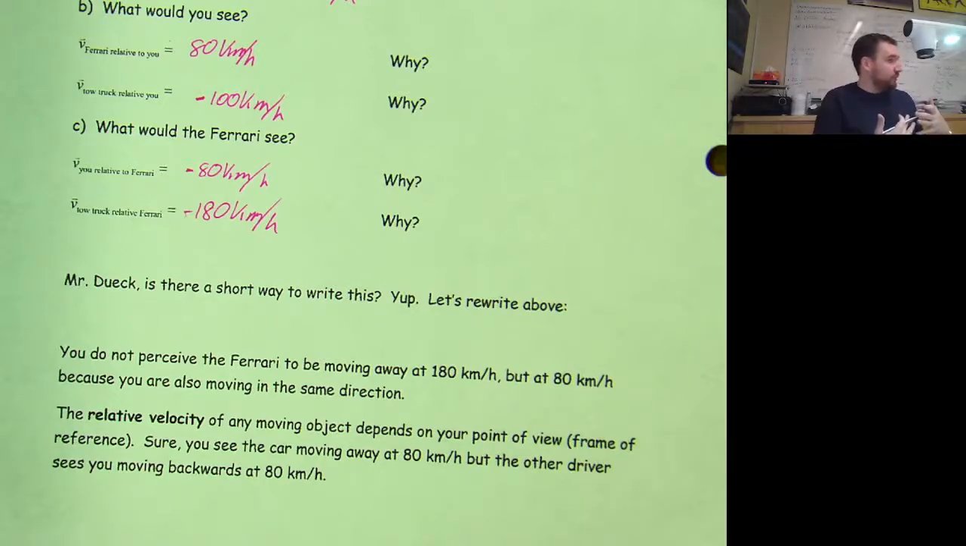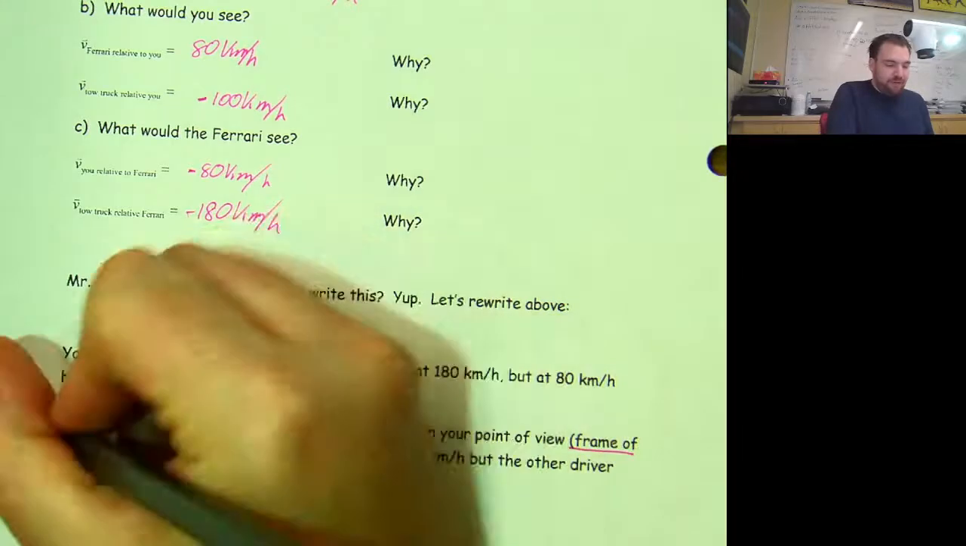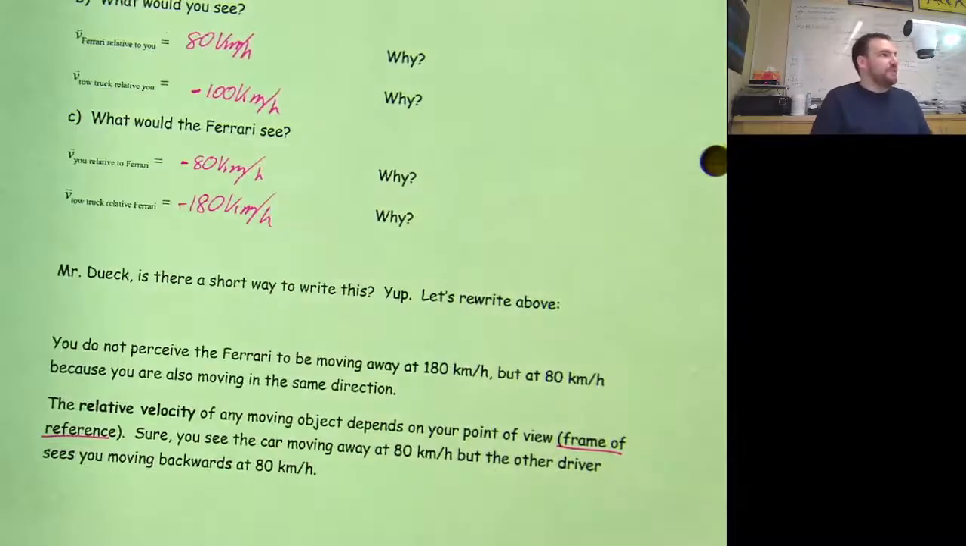And then if you're moving towards each other, what do you do with the relative velocities? You add them. So the relative velocity of any moving object depends on your point of view, what we are going to call a frame of reference. If you see them coming towards you, that relative velocity is going to add, because you give them all of your velocity plus the velocity they themselves had. Otherwise, if they're going away from you and you're not moving, you're subtracting their velocity from yours.